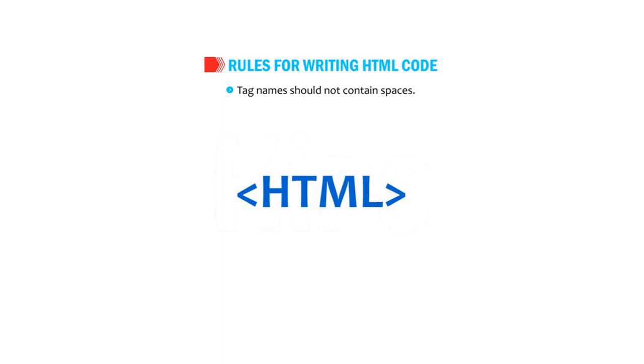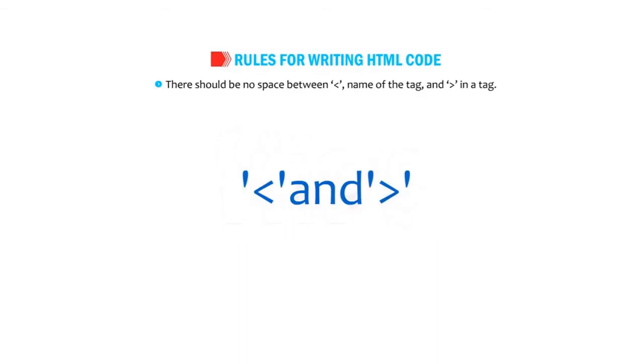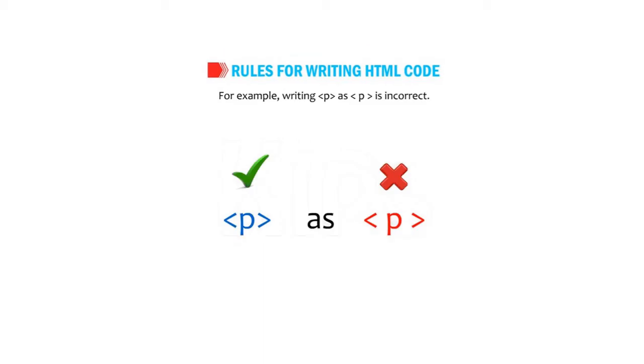Tag names should not contain spaces. For example, writing body as B O D Y with spaces is incorrect. There should be no space between the angular bracket, the name of the tag, and the closing bracket in a tag. For example, writing p as p with a space is incorrect.